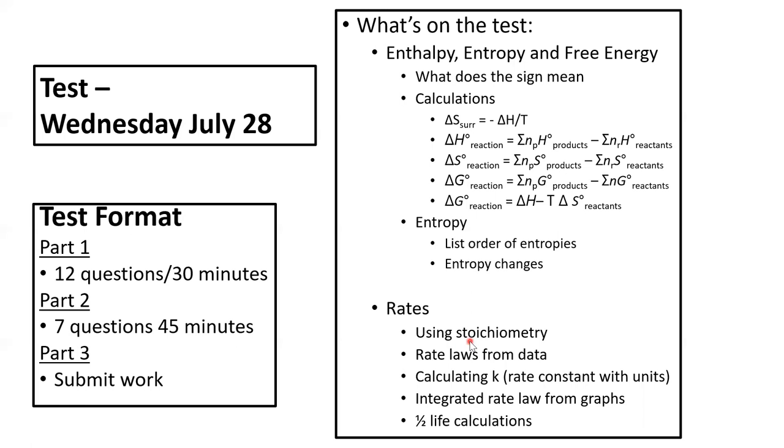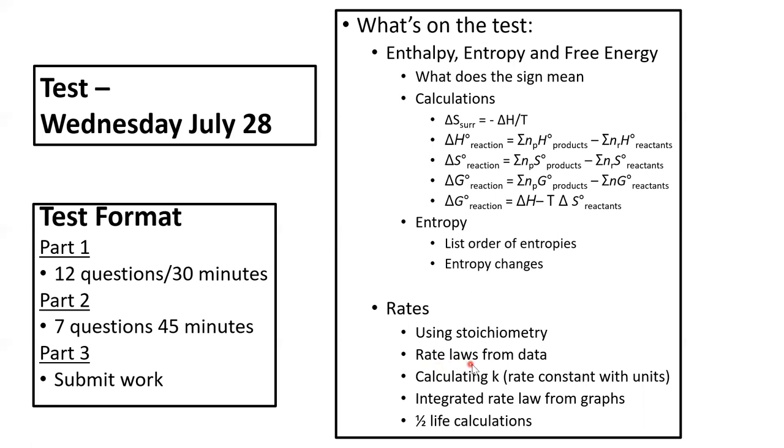use stoichiometry and rates, like if you were given the rate of consumption of a reactant, you could figure out the rate of production of a product based on the stoichiometry and the balanced equation. Or if you're given a set of data for a reaction where the concentrations of the reactants are varying and you're given the rates, you can figure out the order for the reactants and then figure out what the rate law is.